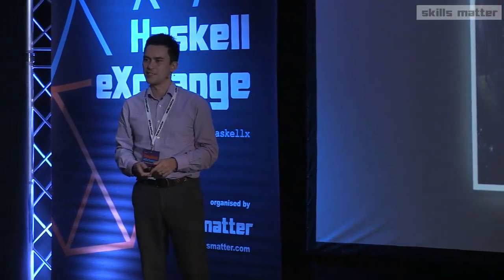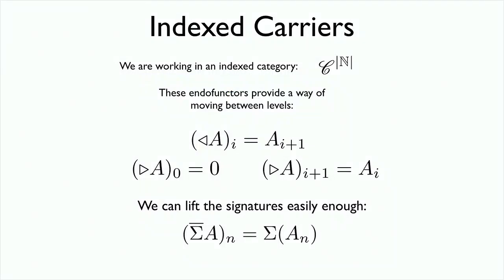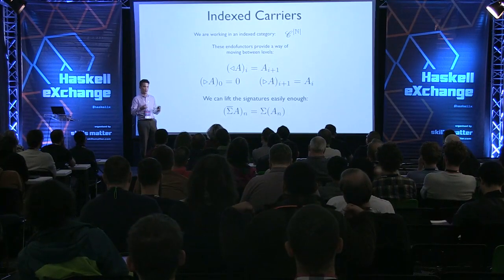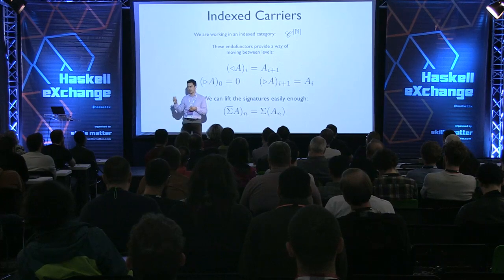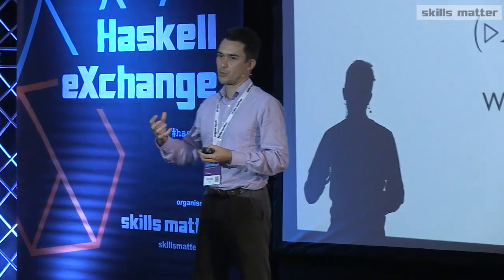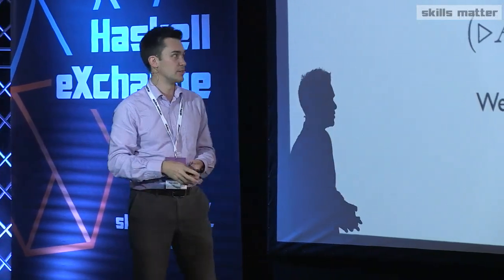OK. I've kind of pointed out that what's going on under the hood is a bit complicated, and it is complicated. So I wanted to just give you a glimpse of that before terminating. So what's really happening is that we have these so-called indexed carriers. So we're working in a category not C, which is the usual Haskell category where types are the objects. We're working in the category C to the N, where types are now not the objects. What are the objects are indexed types. So where you provide an index that tells you what's going on in this particular position.